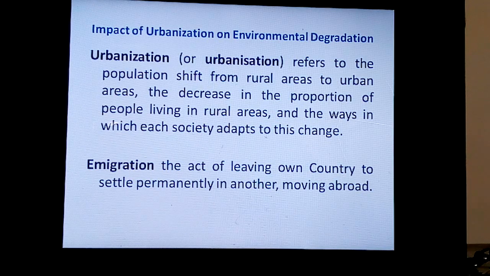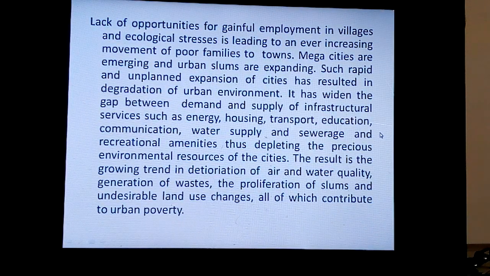Immigration, the act of moving abroad. Emigration, the act of leaving one's own country to settle permanently in another, moving abroad. Lack of opportunities for gainful employment in villages and ecological stresses is leading to an ever increasing movement of poor families to towns.